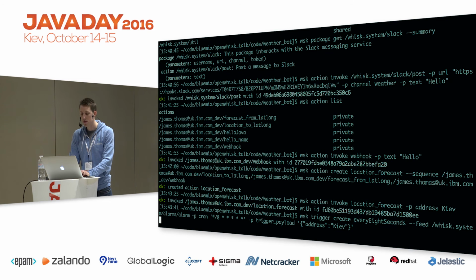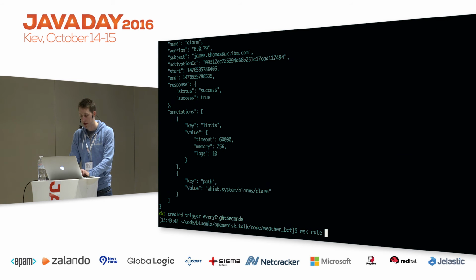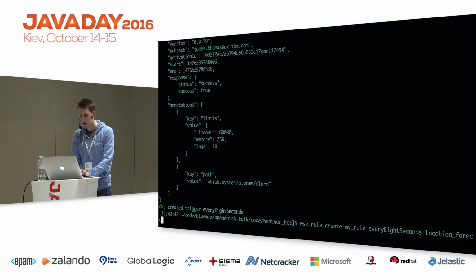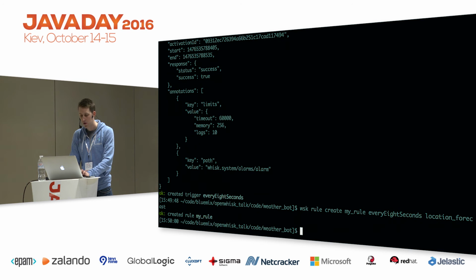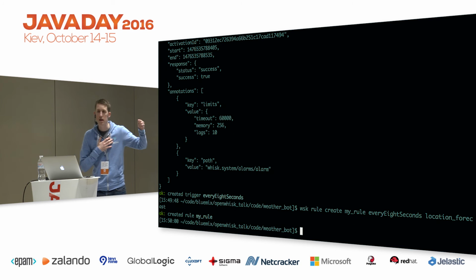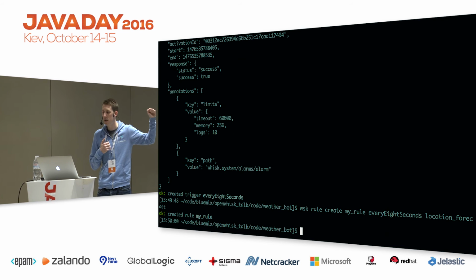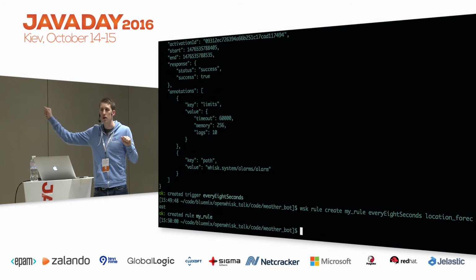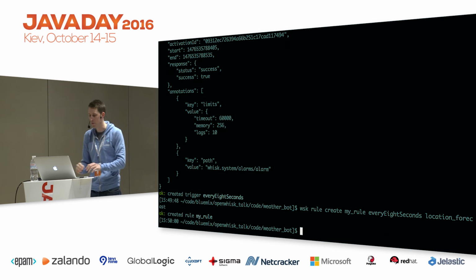And then what I need to do is create my rule, which says bind every 8 seconds to location forecast. And hopefully, what should happen now is that every 8 seconds, this trigger, this alarm is being fired, which means that my microservice should be automatically fired on demand.